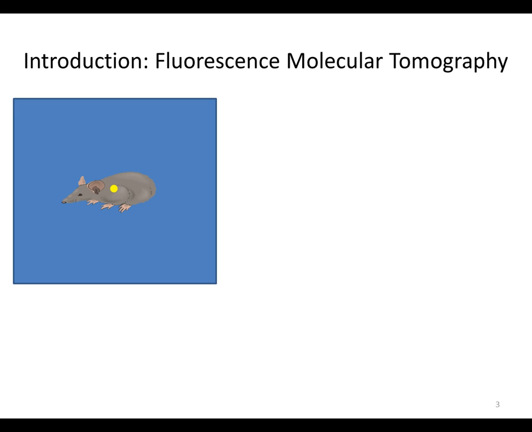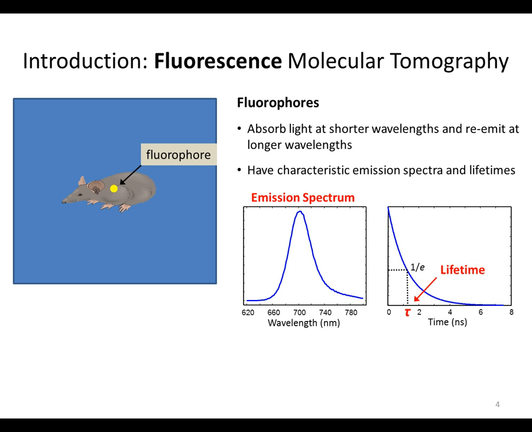So, what is fluorescence molecular tomography? Well, it's an optical technique that uses near-infrared light to map the three-dimensional distribution of fluorophores inside a whole animal non-invasively. And in our lab, we work with mice, so that's why there's a picture of a mouse up here. And to talk about fluorescence molecular tomography, I really need to say a little something about fluorophores.